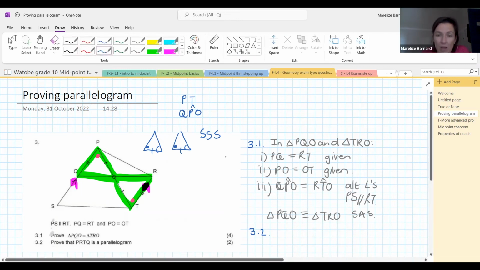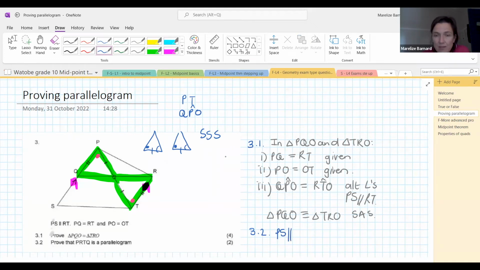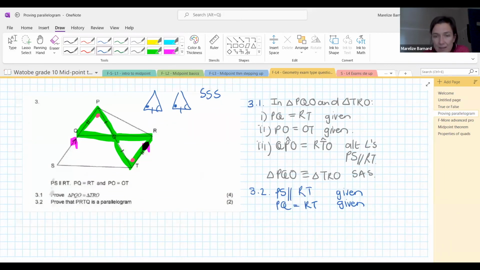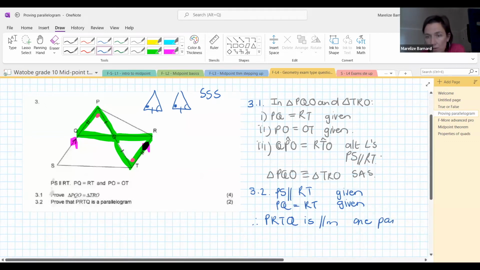Yes. Okay, so I'm going to write everything. You wouldn't need to write so much, but I'm doing it just so that you've got a complete solution. If you need it, that's given. And PQ equal to RT is also given. And the thing that you have to write is that PRTQ is a parallelogram. You can abbreviate it like that. One pair of opposite sides parallel and equal.